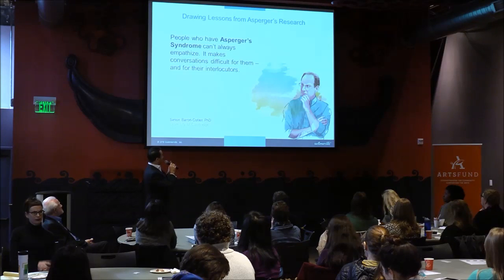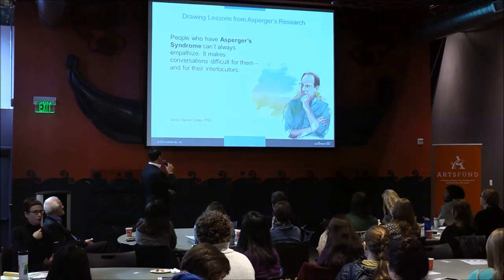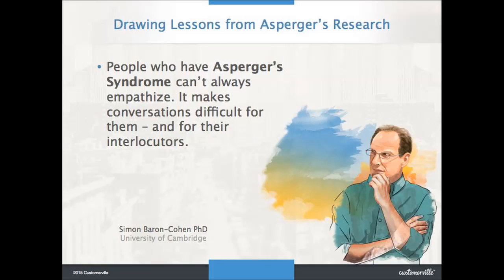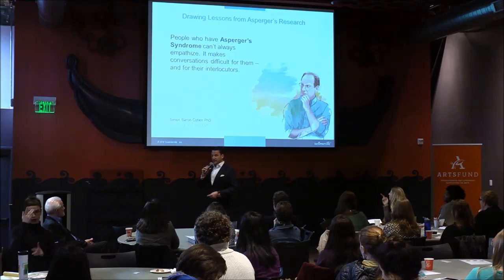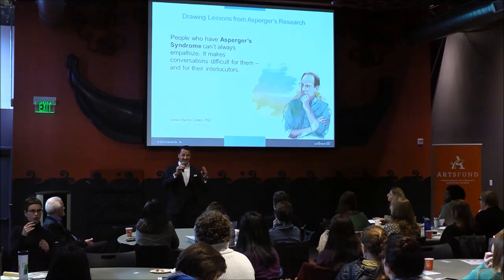Who is this guy? We've learned a lot from this guy. His name is Dr. Simon Baron-Cohen. He's a PhD at the University of Cambridge, and he has identified a group of people who actually struggle with empathy. They have a condition called Asperger's. People who have Asperger's frequently are highly intelligent. They're at the distal end of the intelligence spectrum.